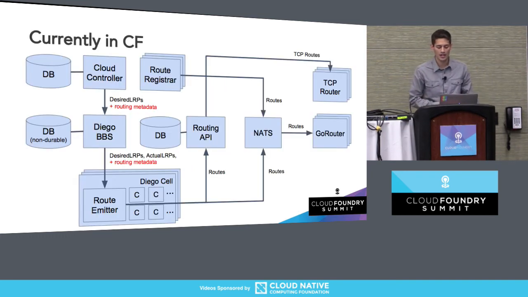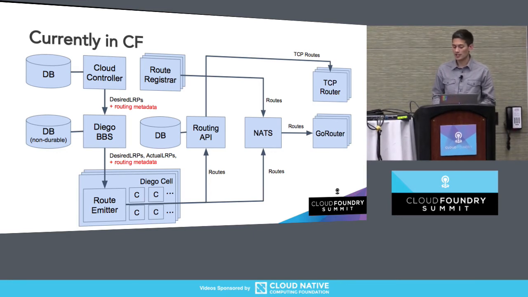All right, so let's talk about how GoRouter and TCP routes get their routes in today's world. So currently in CF, when you do a cf push, Cloud Controller will tell Diego about its desired LRPs. Along with this is this little blob of metadata that Diego doesn't totally care about, but we'll see why it's important. Diego then does its thing. This is obviously simplified for routing purposes, but the important thing here is that Diego knows about the actual state of the world, and this is what the route emitter then sends to NATS to provide these routes to GoRouter.